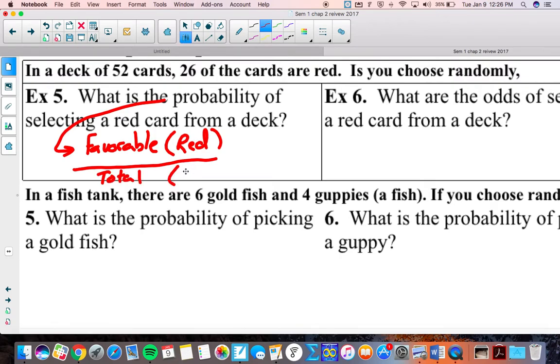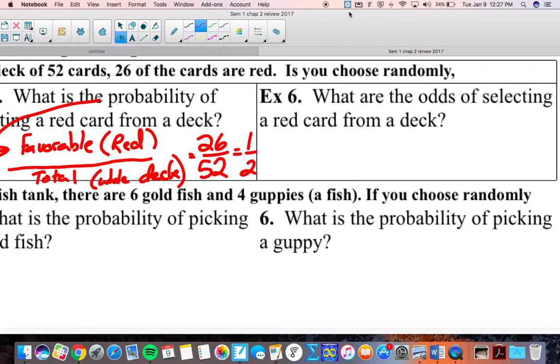So in this case, it's 52 cards, the total deck. Let's just say it that way. It's the whole deck. So now let's put values with that. How many reds are there? There's 26 reds. How many total cards are there, including reds? There's 52. So that simplifies to 1/2. The probability of getting a red card on a random draw out of a full deck of cards is 1/2.